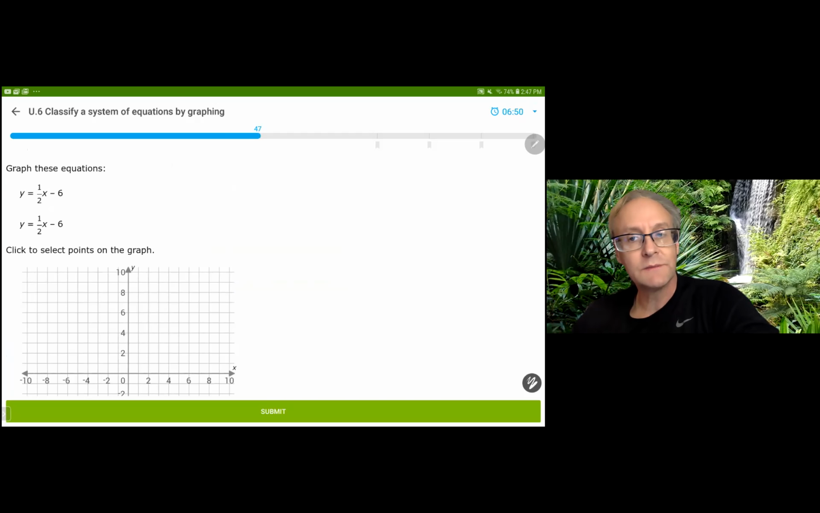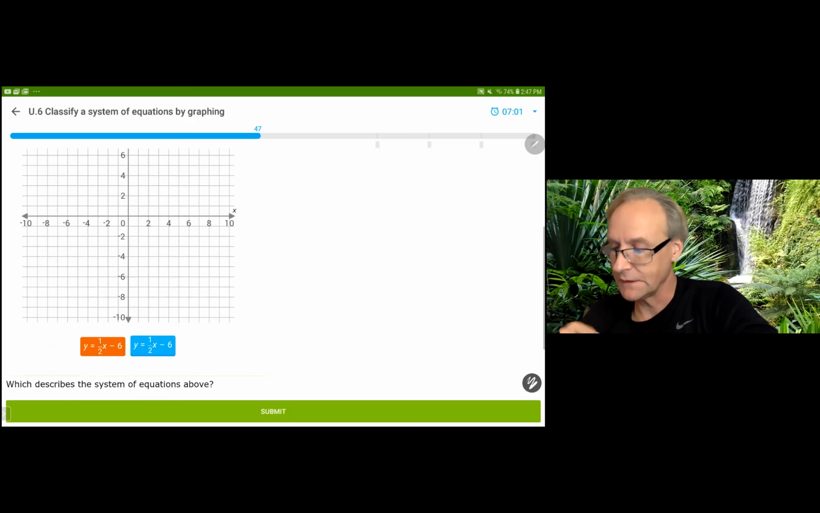Be careful. A lot of times on tests, they'll make the lines look parallel, but they'll have very slightly different numbers. So pay attention to the numbers. These are the same, so they're dependent. They are consistent, but they're dependent.